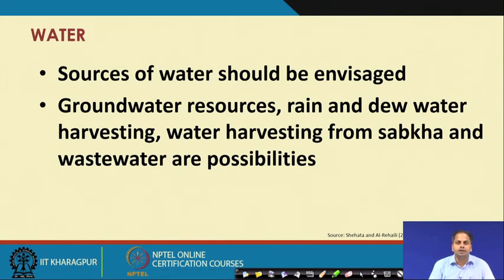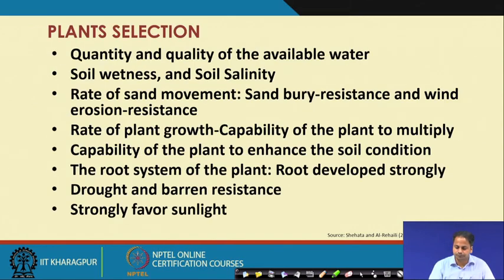So for the first component we have seen the water. So we need to identify the source of water. If the water is not available, you need to identify the potential sources. Okay. So in some cases groundwater can be used for limited applications, then rainwater harvesting, dew water harvesting can be thought of, then water harvesting from Sabka and wastewater also can be used. There are different possibilities. So we need to identify the source of water.